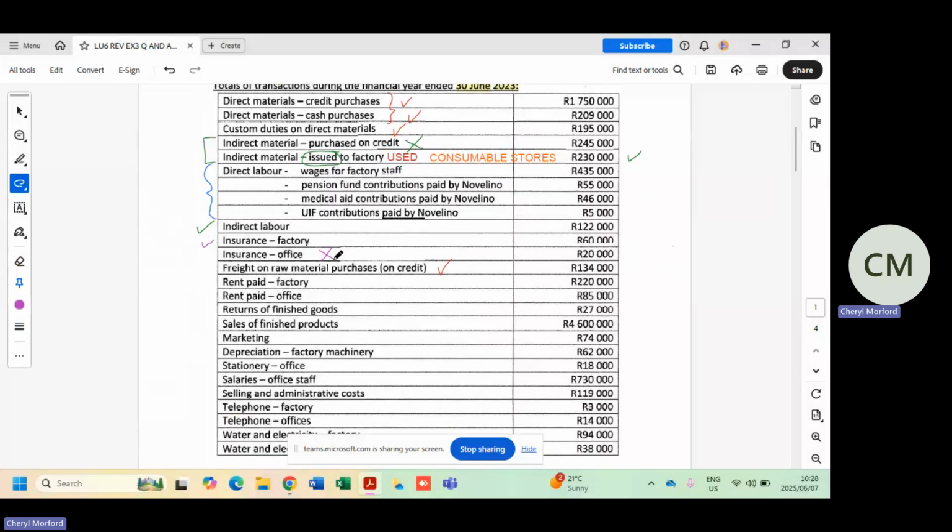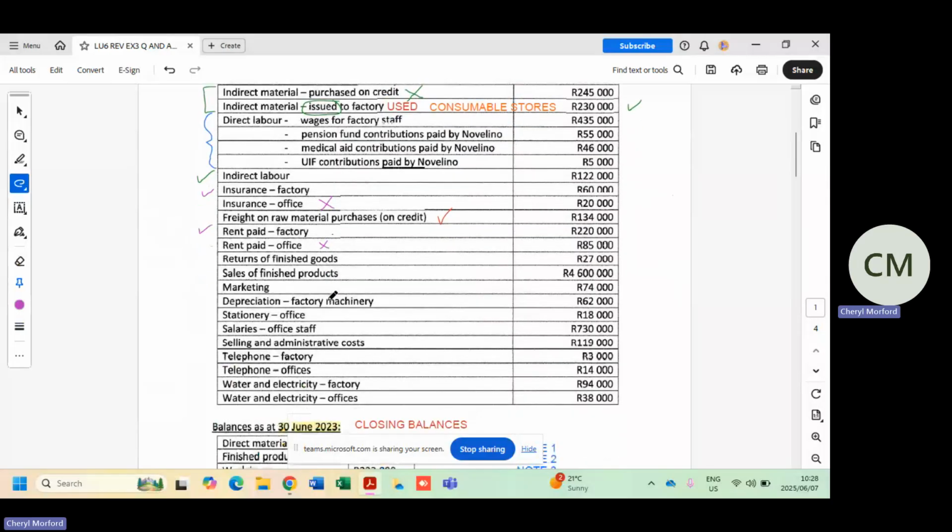Then you see similar here with the rent. We are going to look at the factory, but not the office. Keep going. What about something like the finished products? They will rather appear in the trading statement, so not using them just yet. Marketing, think back here to what kind of a cost that is. That is a non-production cost. It's a period cost, non-manufacturing, so we are not going to include it. In particular, it would be a marketing, selling, distribution cost going to profit and loss.